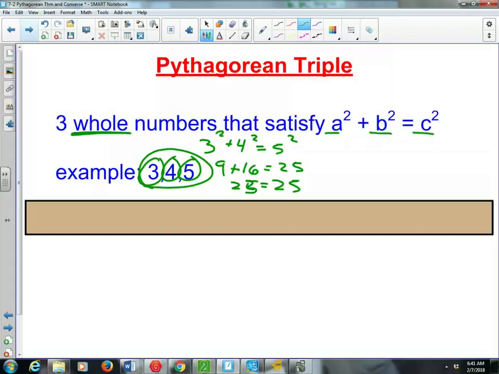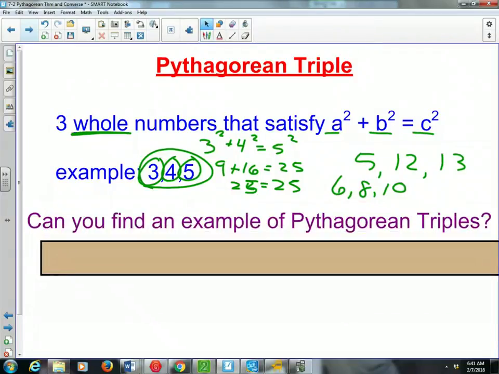We had another one in our notes, the 5, 12, 13. We had that one in our notes earlier today. There's an infinite number of them. There's the 6, 8, 10. There are many more that you'll see as we go through this chapter of Pythagorean triples.